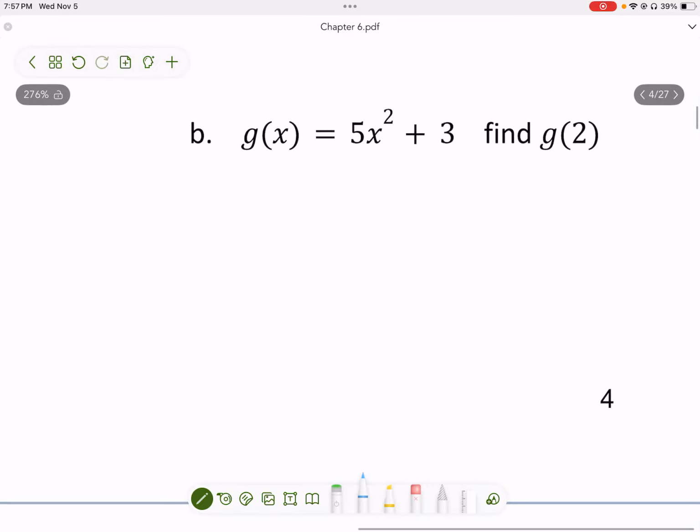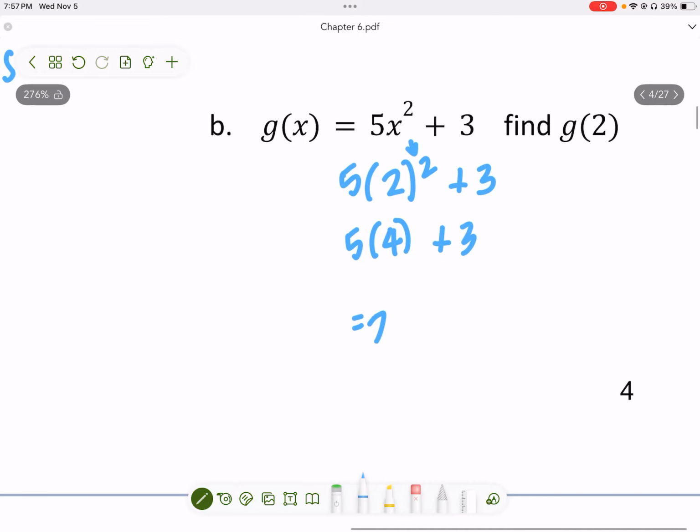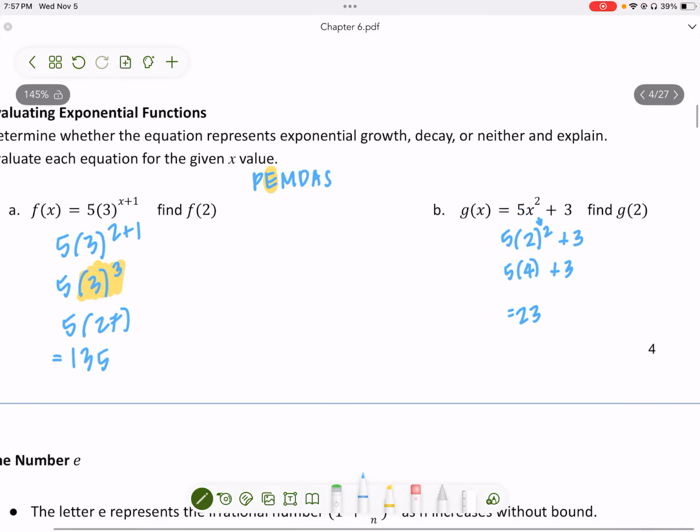Same situation here, 5 times 2 squared plus 3. Do not do this first. That is incorrect. Again, the exponent has to come first. So 5 times 4 plus 3 would be the correct order. Just a quick little tidbit there because it happens all the time. I see it all the time. So I want to specify that you need to follow the order of operations here.